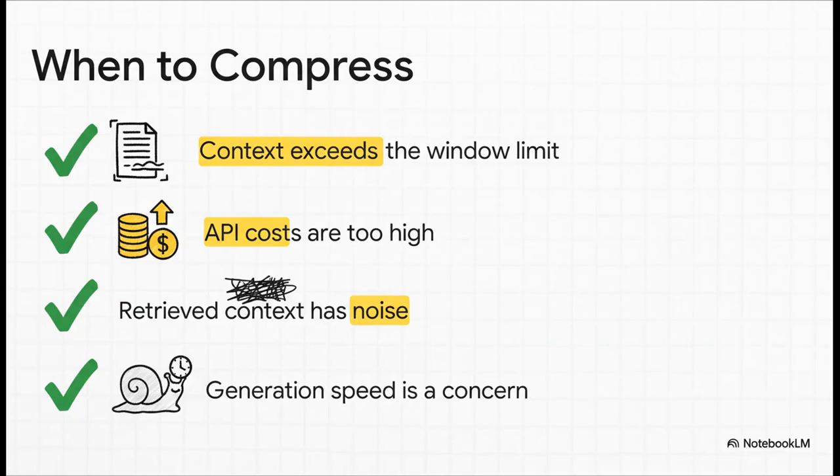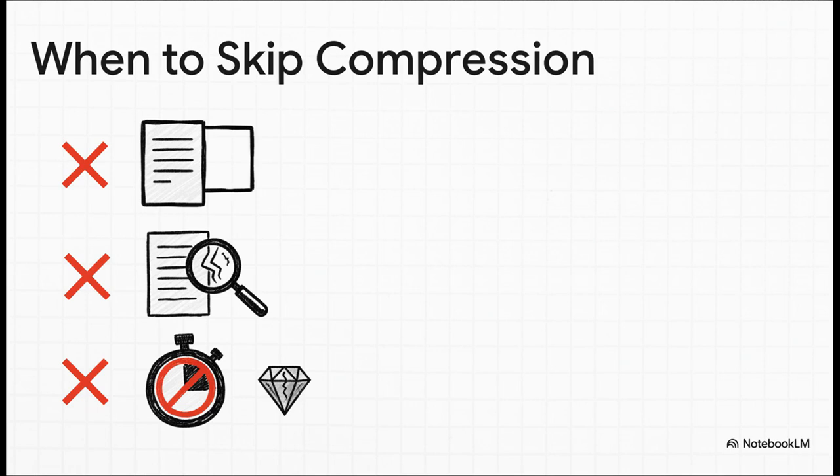So how do you know when to actually pull the trigger and use compression? Well, here are the big green flags. The most obvious one: your context is just too big for the model's window. You literally have no choice. Another big one: your API bills are getting scary. If you're worried about costs, it's time. Also, if you look at your retrieved documents and they're just messy, full of repetitive junk, compression can actually make your answers better. And of course, if speed is a problem, this is one of the main levers you can pull. But, and this is important, compression is not always the answer.